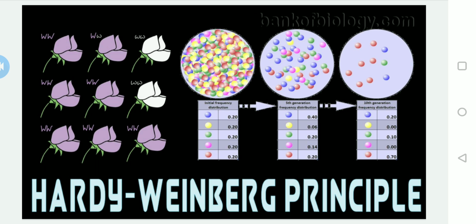Good morning, children. In the last class, we completed the topic of biological evolution, and we also discussed the mechanism of evolution in detail. After this, we have to discuss another important topic, the Hardy-Weinberg principle, which is also known as genetic equilibrium. So today let us start the discussion with the Hardy-Weinberg principle.